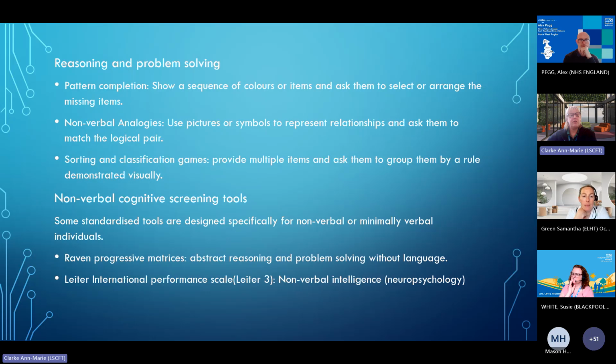And then the non-verbal cognitive screening tools. These would be for people who are more higher level but have difficulty from a comprehension point of view, because they are quite difficult. You've got your Raven's Progressive Matrices, which is looking at abstract reasoning and problem solving without language. So it's all visual when you look at it. And then there's the Leiter International Performance Scale. That's usually done by neuropsychologists, and it is quite a complicated assessment. So you'd have to be thinking your patient was higher level for those screening tools.